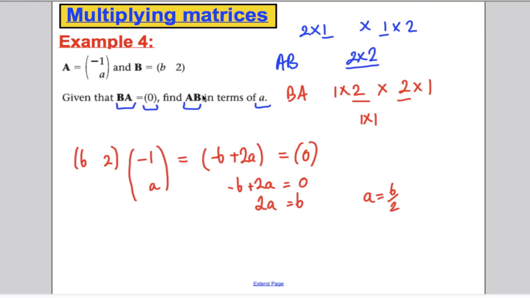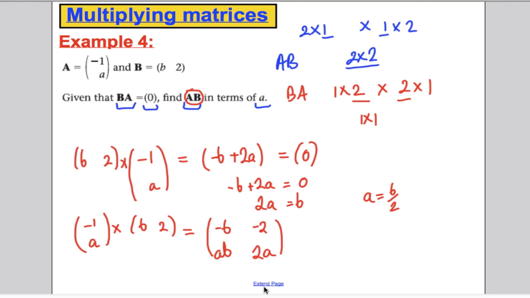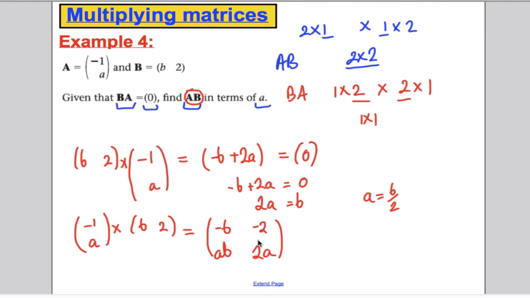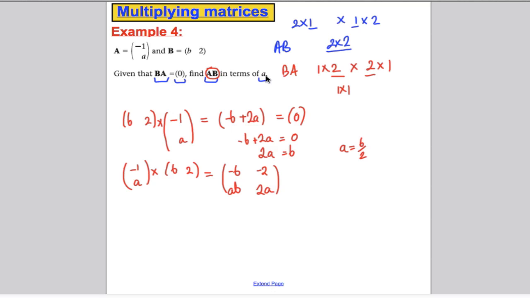Now, we are asked to find the matrix AB. The matrix AB would be as follows. It would be (negative 1, A) multiplied by (B, 2). So minus 1 times B is minus B, minus 1 times 2 is minus 2, A times B would be AB, and A times 2 would be 2A. But it asks us for the matrix totally in terms of A only, so it doesn't want any B's in there.